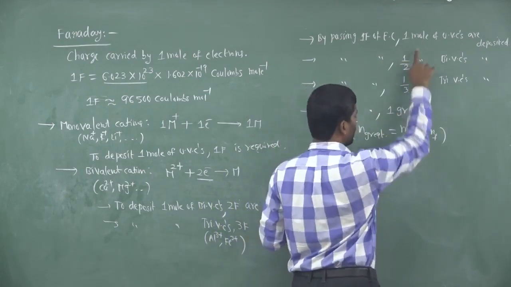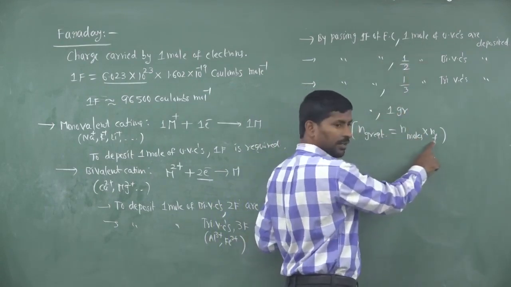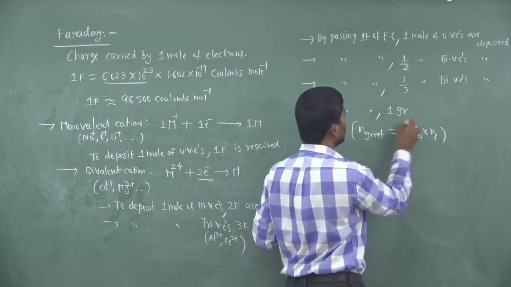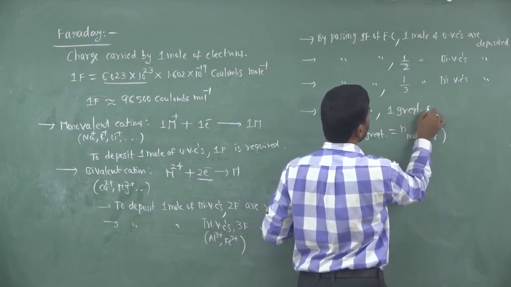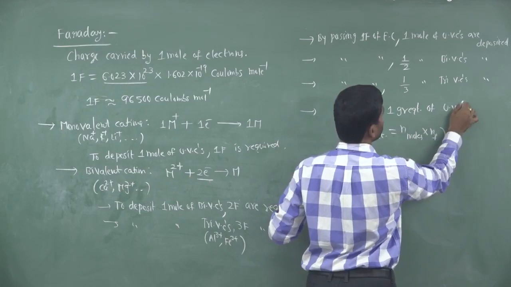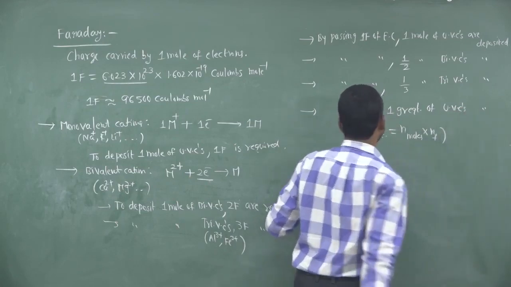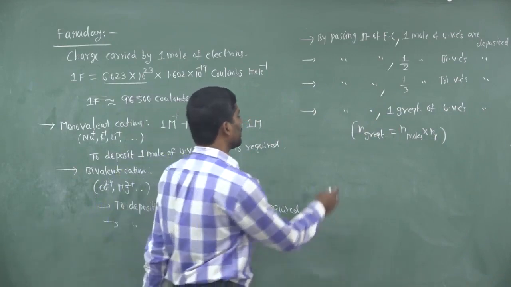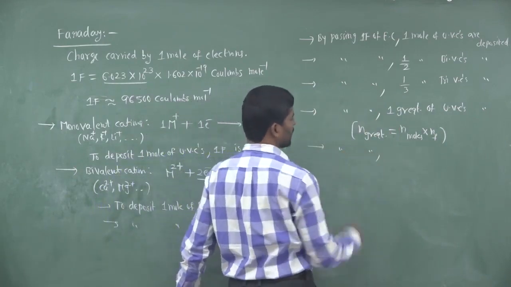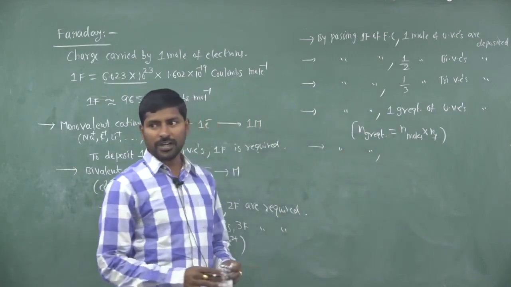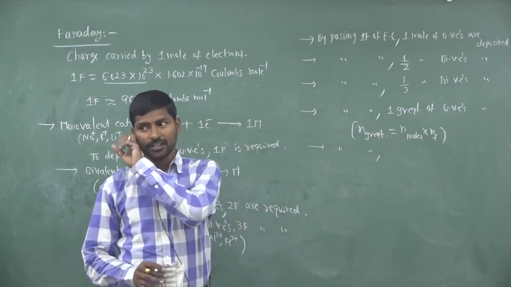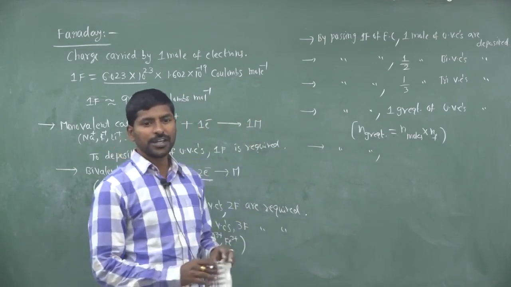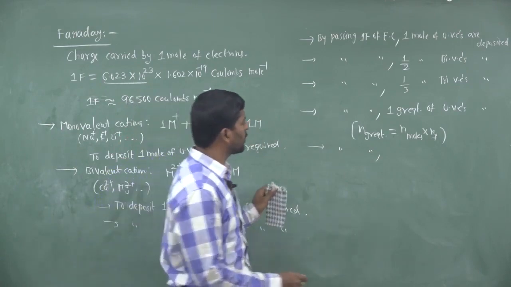Since 1 mole we have, if you substitute 1 into 1, n factor is 1 for univalent cations. So 1 gram equivalent of univalent cations are deposited. Now if you pass 1 Faraday of electric current, how many gram equivalents of bivalent cations are deposited?